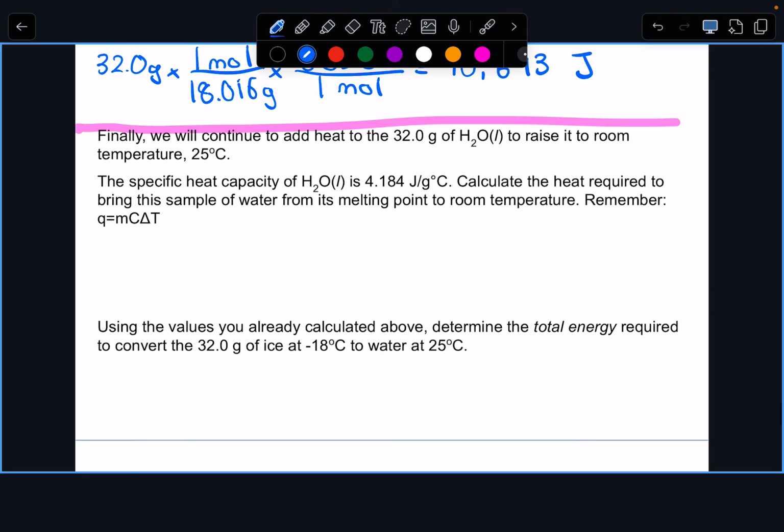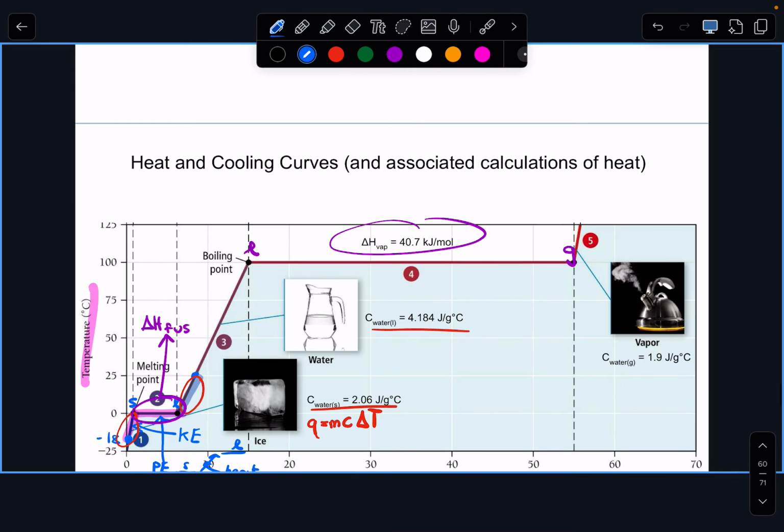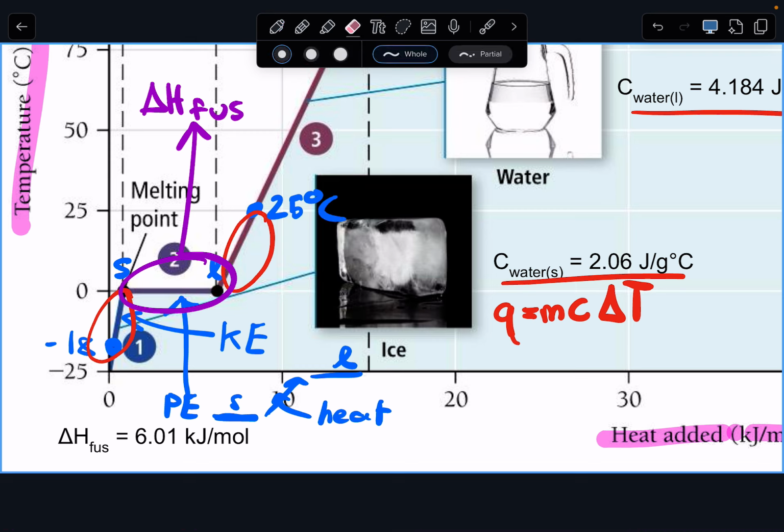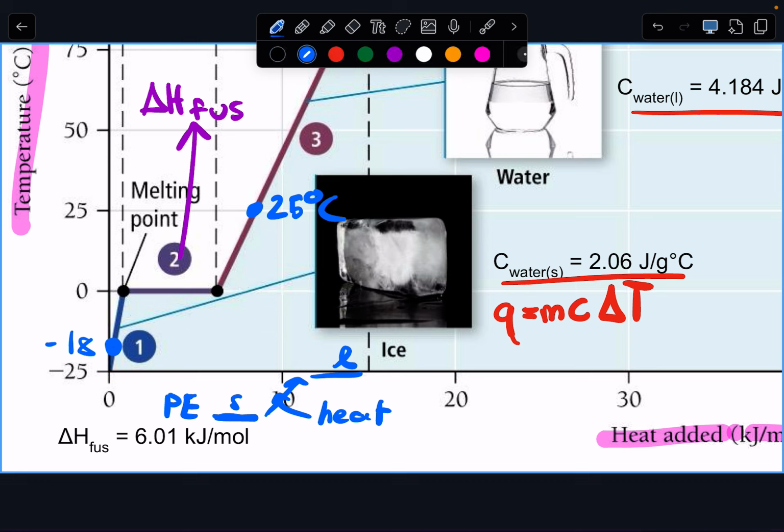Okay, last point, I want you to continue this on, so just a reminder, we're going from -18 up to 25 degrees C, and we've had these 3 steps in the process. So just to kind of summarize that, we did Q equals MC delta T here. We use the delta H of fusion there, and we're going to use Q equals MC delta T here.